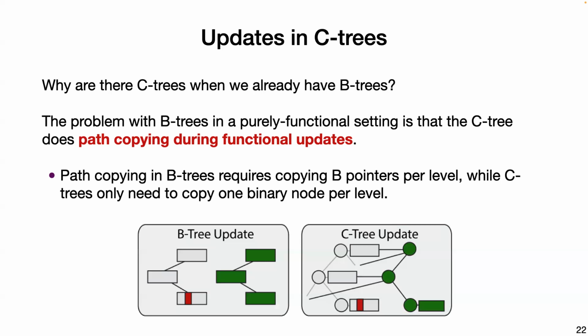You also have to copy the pointers. So you save the pointer copying by using fan out 2 rather than fan out B. Pretty much. But in an in-place setting, I think you would always prefer B trees, because B trees have better theoretical bounds, and if you don't care about path copying, you might as well use fan out B.